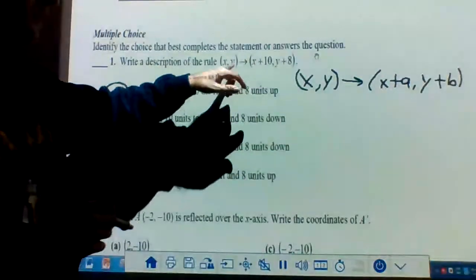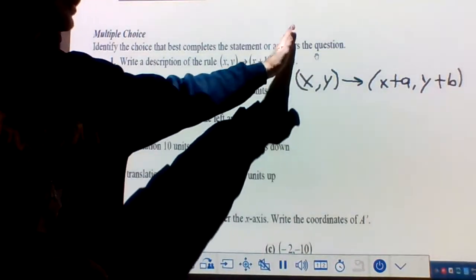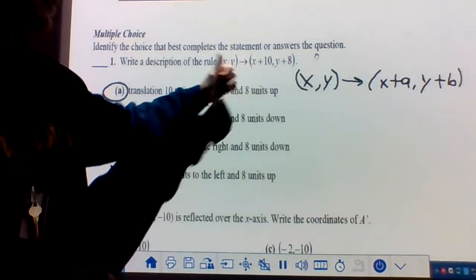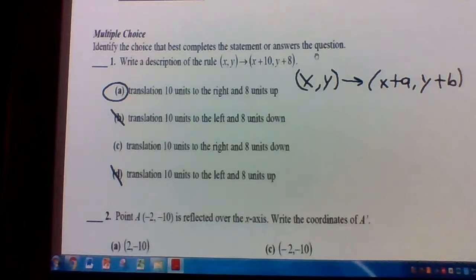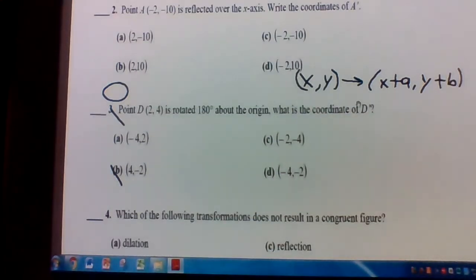This was our horizontal shift, this is our vertical shift. So we're going right 10, up 8. If it was minus 10, it'd be left 10. If it was minus 8, it'd be down 8.